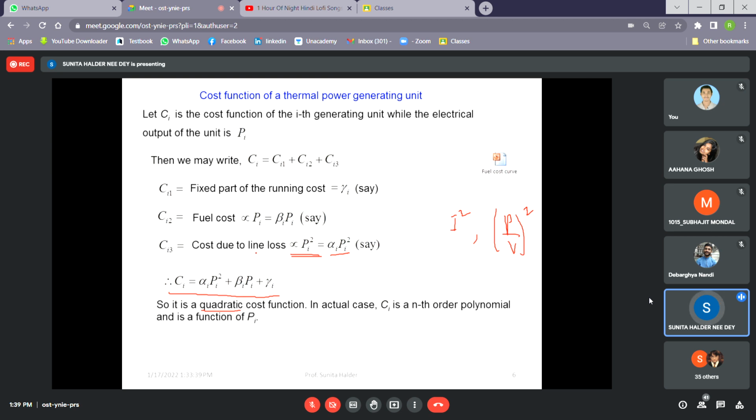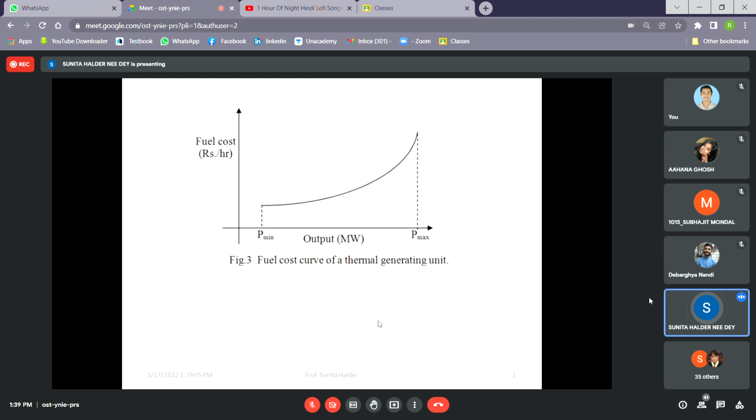Now, the fuel cost curve should be linear as you said, but what we term the fuel cost curve in economic load dispatch is actually the running cost. Since the running cost is mainly fuel cost, that's why it is called fuel cost, but actually it is alpha p square plus beta p plus gamma.